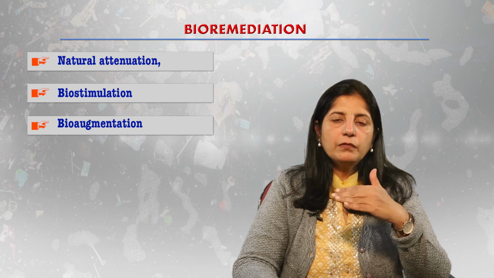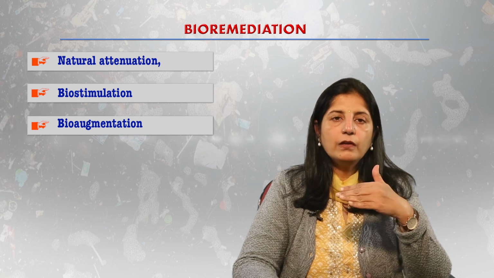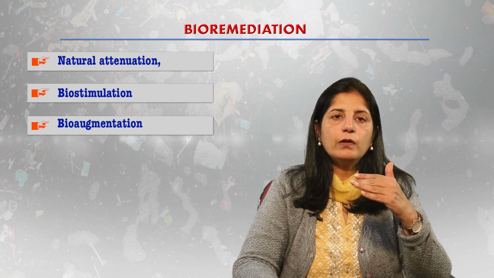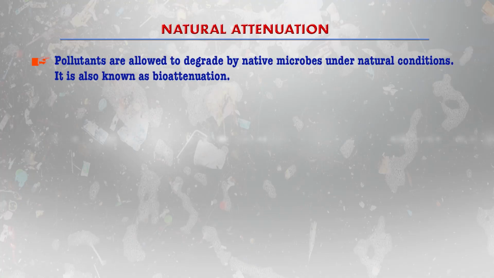All these steps come in increasing order. First, natural attenuation will be used; if needed, biostimulation will be used; and if both do not work, then bioaugmentation will be used. So, let us look at what these phenomena are. Natural attenuation is where the pollutants are allowed to degrade by native microbes under natural conditions. They are already degrading, so they are allowed to degrade as such.